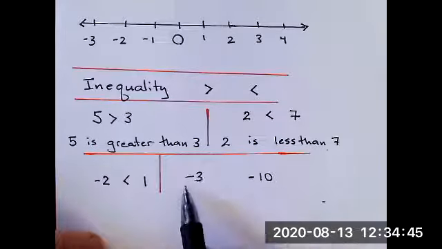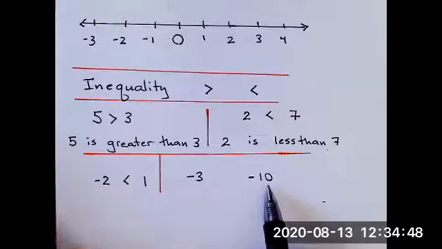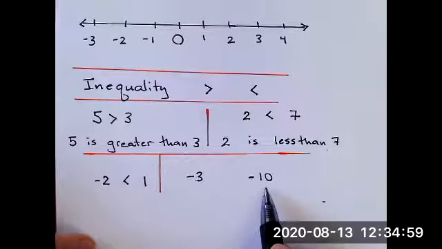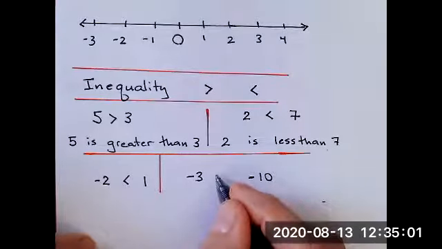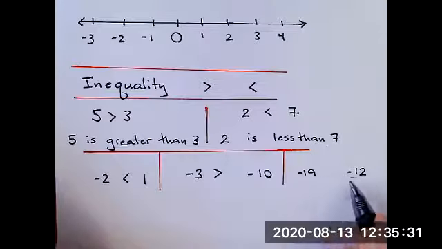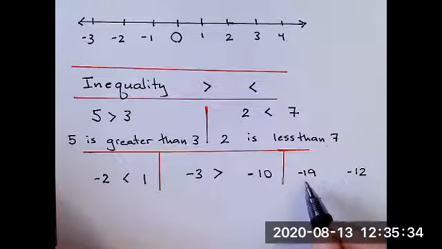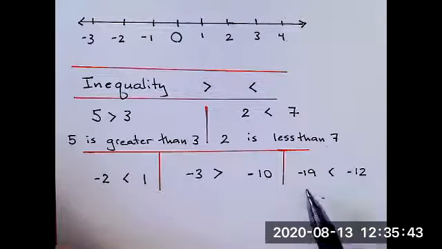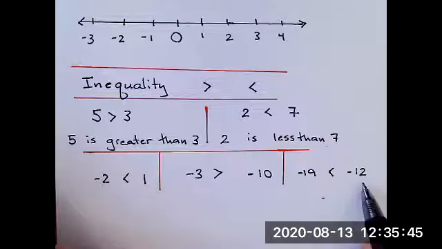What about this one? Well, the -10 would be farther to the left. Another way to think about it is, which would you rather have in your bank account? Would you rather owe $3 or owe $10? So -3 is greater than -10. Which symbol goes here? Well, -19 is to the left of -12 on the number line. So that would read -19 is less than -12.